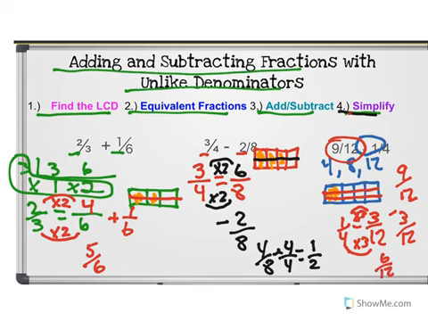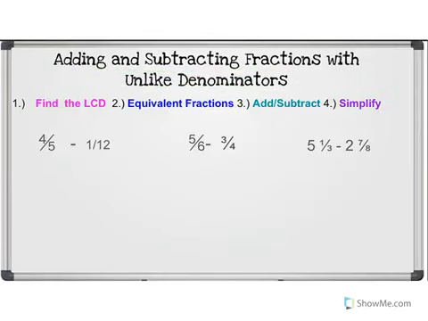And finally, I can simplify this fraction because 6 and 12 are both divisible. Their greatest common factor is 6. 6 divided by 6 is 1. 12 divided by 6 is 2. So I have 1/2. Let's do some more complex problems. And again, you can pause the video at any time and draw a visual model. It'll help you prove it.